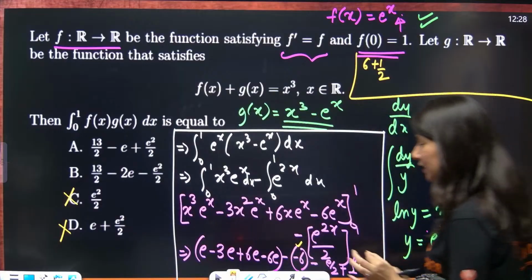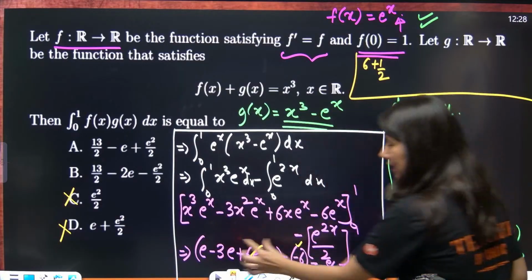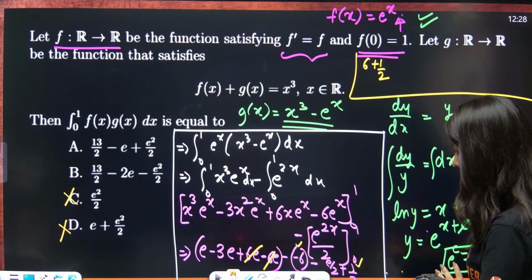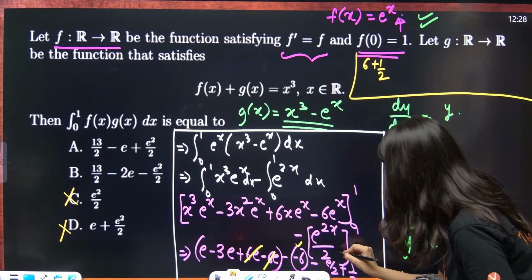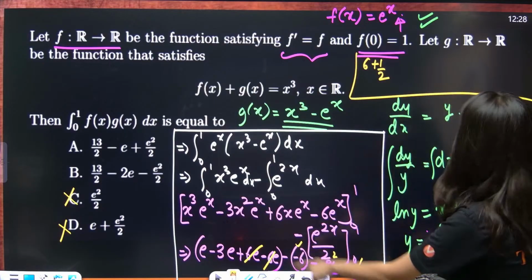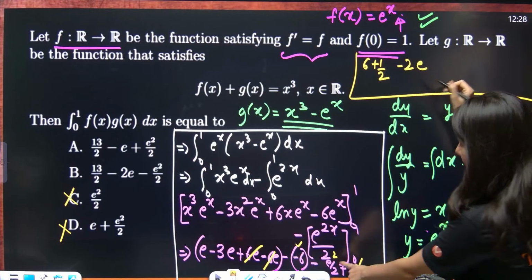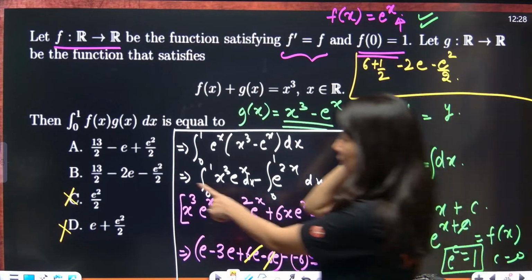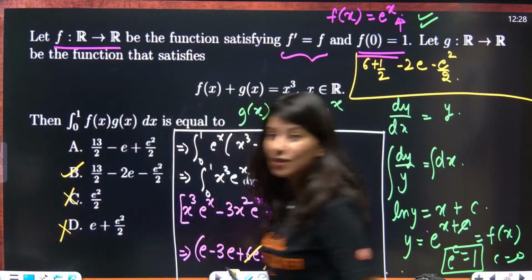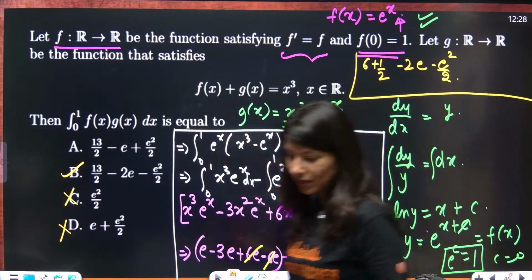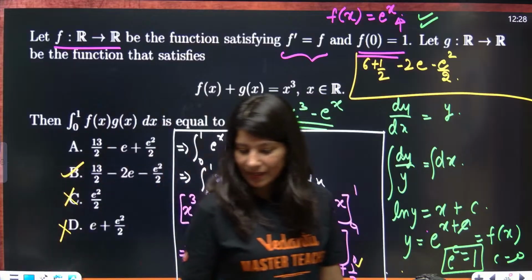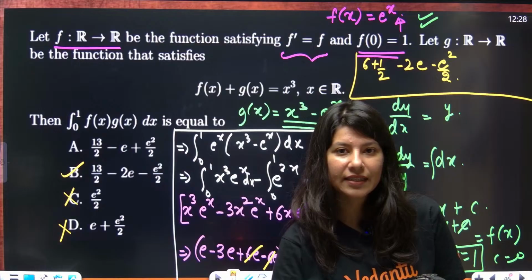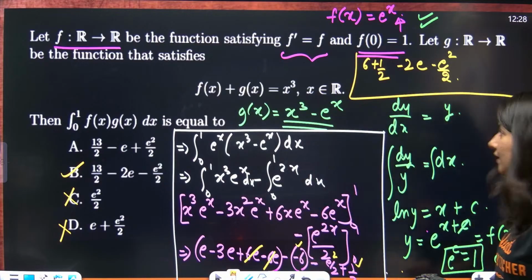Now if I talk about e, 6e, 6e gone. This is minus 2e, and this is actually e square, right? If you put 1, e square. Yes, minus 2e and this is minus e square by 2. That's it. Minus 2e minus e square by 2. So I can clearly see option B is absolutely matching. Everybody? Yes? Okay, getting it, understanding it, clear?